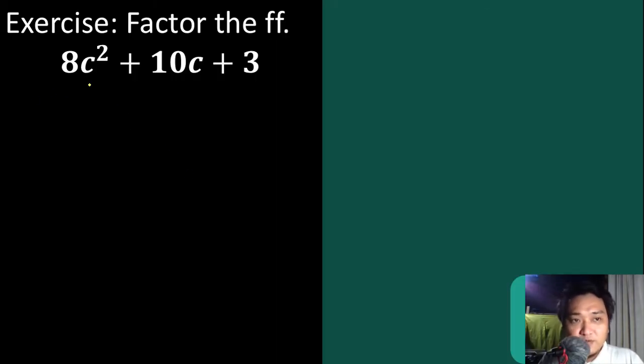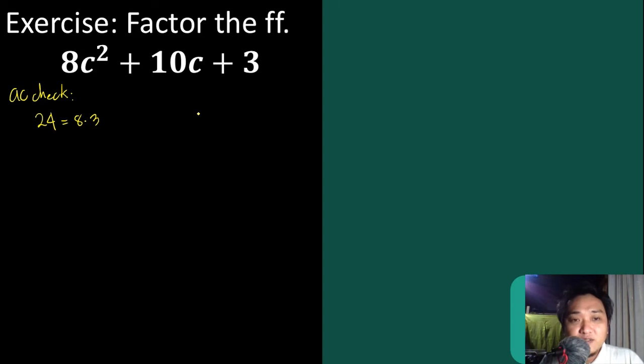Let's say we're going to factor 8c squared plus 10c plus 3. First, let us do the AC check. Okay, so in AC check, we're going to think of a number in such a manner that the product of those numbers is 8 and 3, that is 24. That will result to the middle term. So let's try. What is the product of 8 and 3? That would be 24. That is 8 times 3.